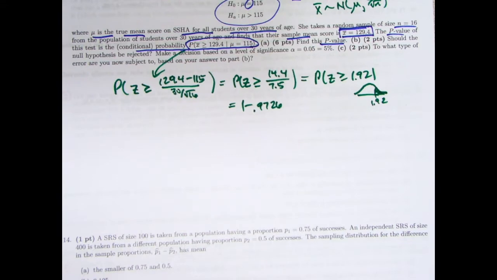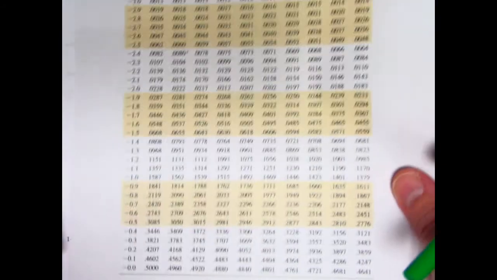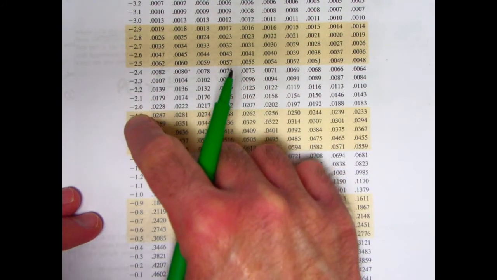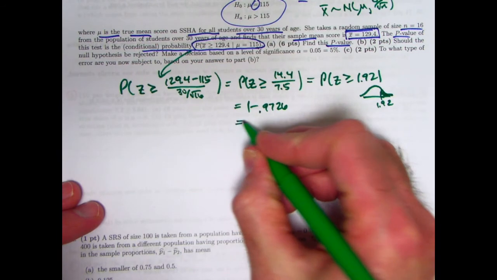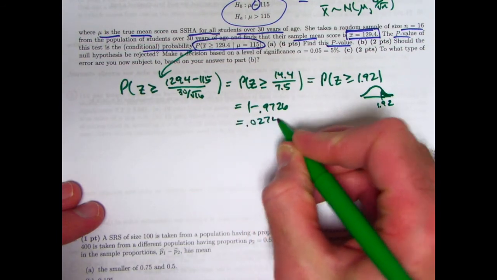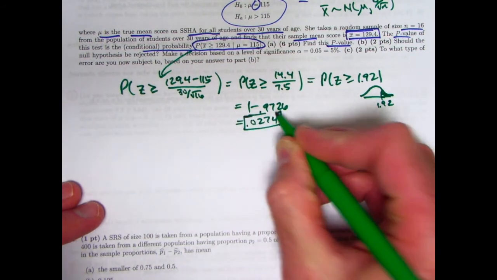Technically, by symmetry, we could also take the opposite side of the table with negative z values, go to negative 1.92, and the answer would be 0.0274. By symmetry, we could technically just write that down. That will be the p-value here.